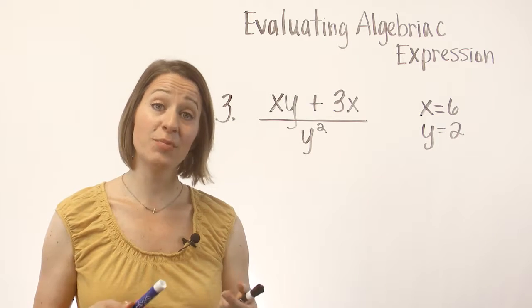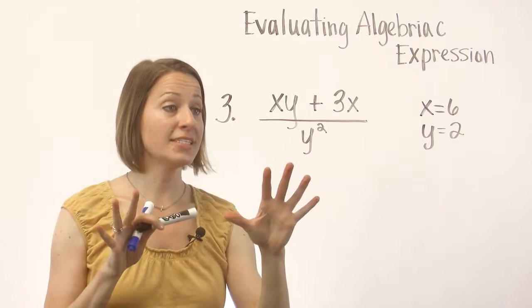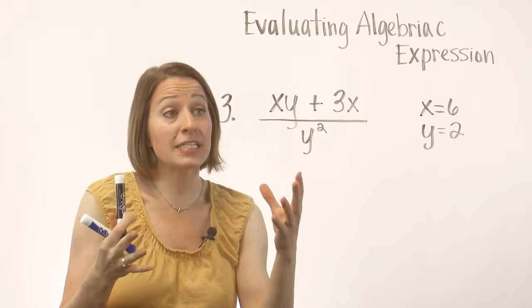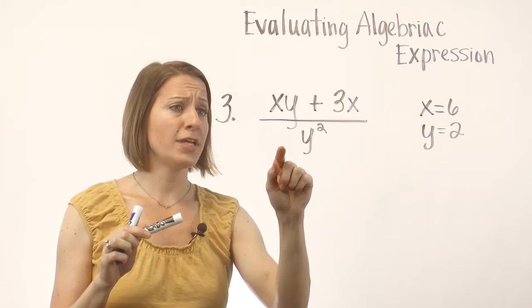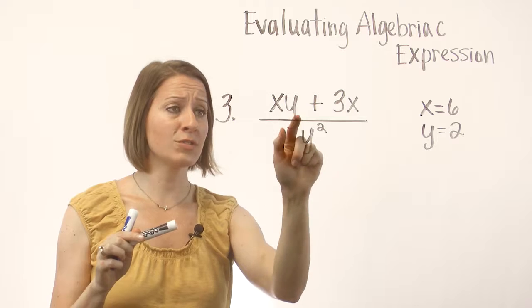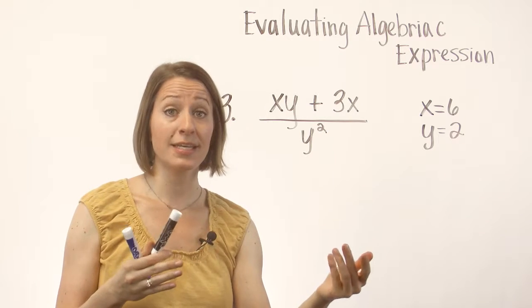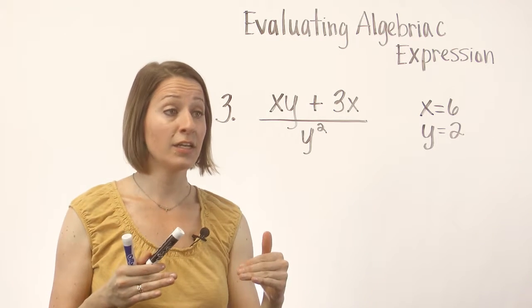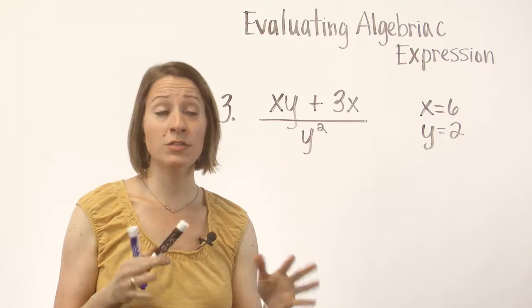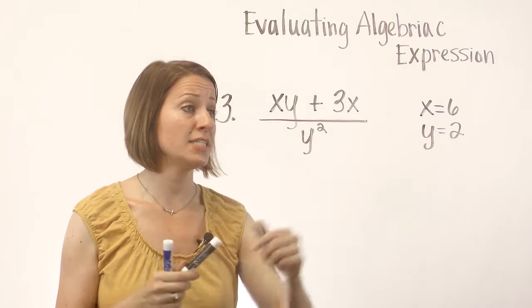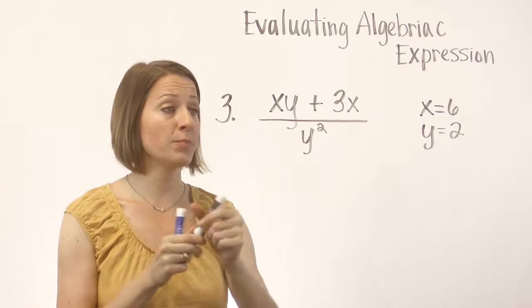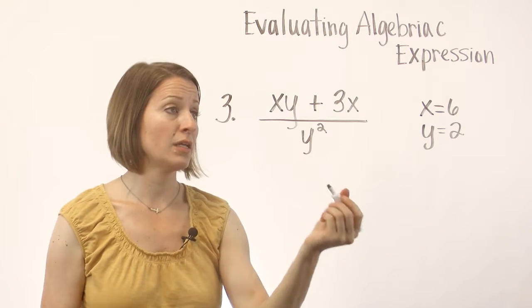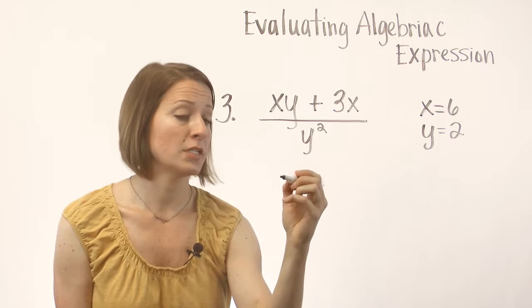Okay, guys, look at number 3. This time, it probably looks a little more complicated because we have a lot going on here. We have x times y plus 3x, and then all of that divided by y squared. So the first thing I want you to do is take these values, the 6 and the 2, take a minute and just properly substitute them in with the corresponding variables.